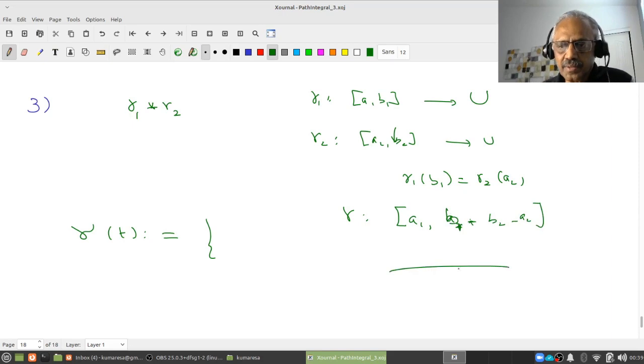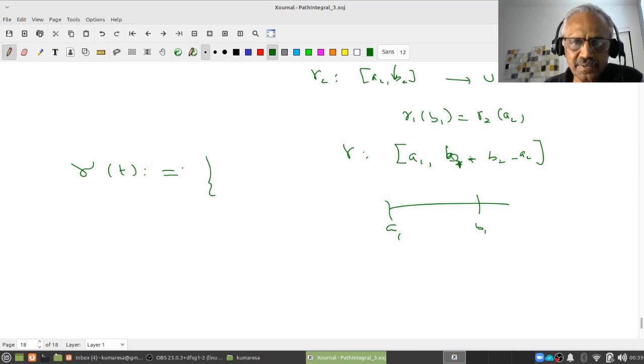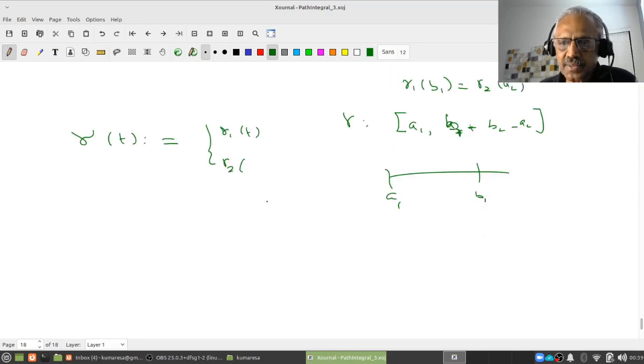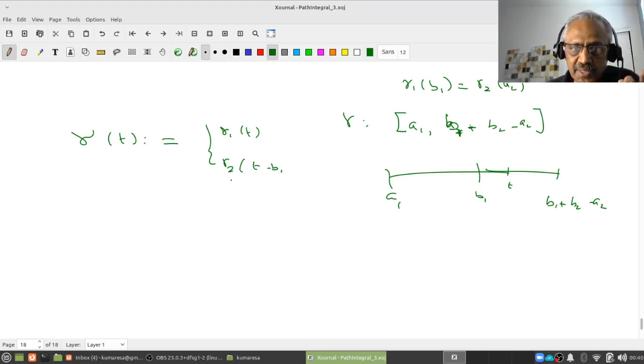I started with a1 b1, and then I added b2 minus a2, that interval of the length of a2 b2, I added to b1. All these things I justified. I don't want to keep saying. This was gamma 1 of t and this was gamma 2 of something, then I have to do something. How did I do that? If I start with t, then I have to say it is t minus b1, right? But when t equals b1, I should have started with a2 because gamma 2 should start at a2, therefore it should be a2.